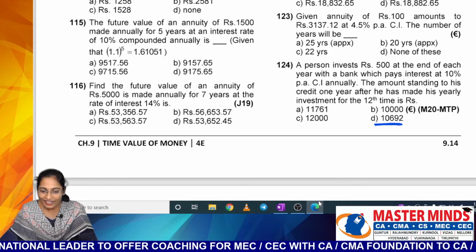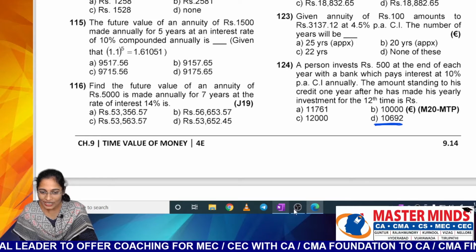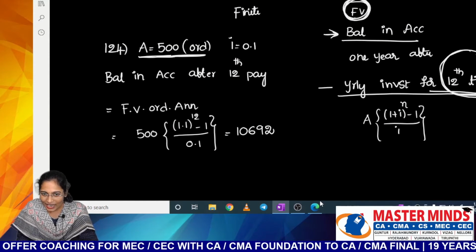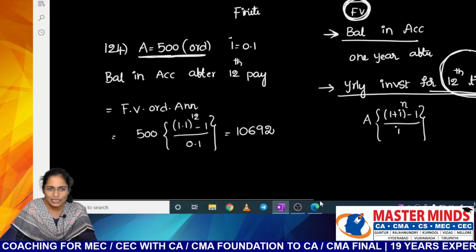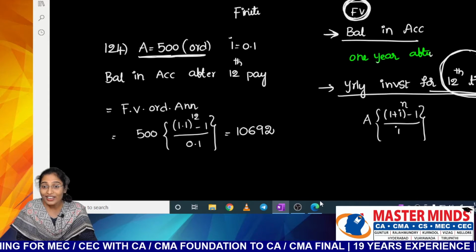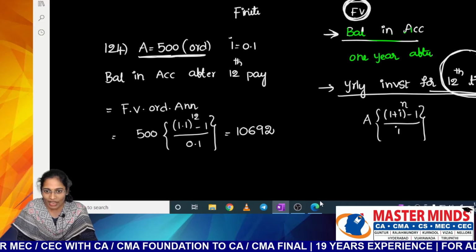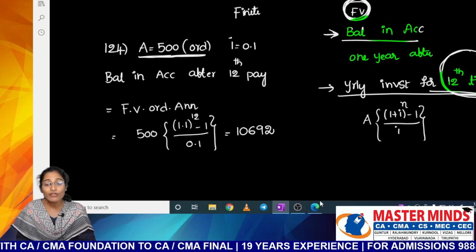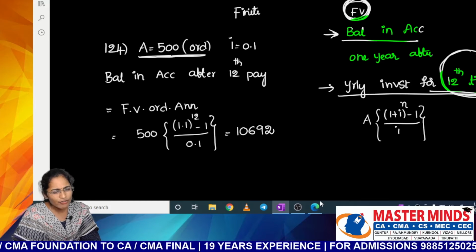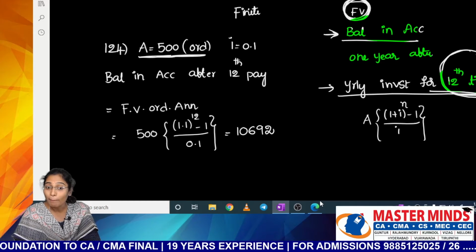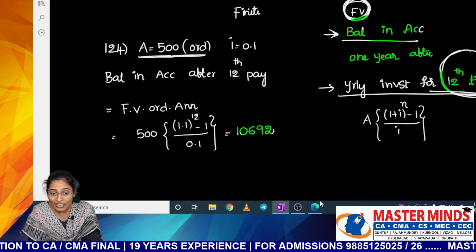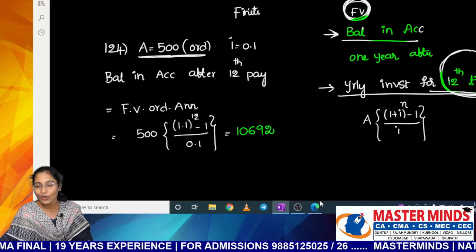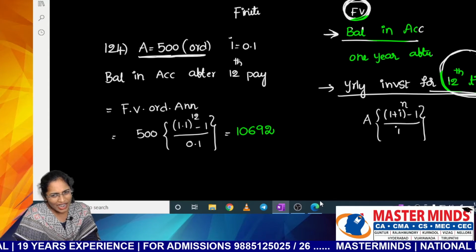But I'm not able to complete the question because I did the first sentence and the last sentence, but there is something else that is pending here. What is that? 1 year after, if you look at this, we have calculated the balance in that person's account by which time? At the time of his 12th payment. Did he make any further deposits? No. But he is keeping this 10,692 in the bank for how many years? 1 year. Shall I treat it as an annuity?